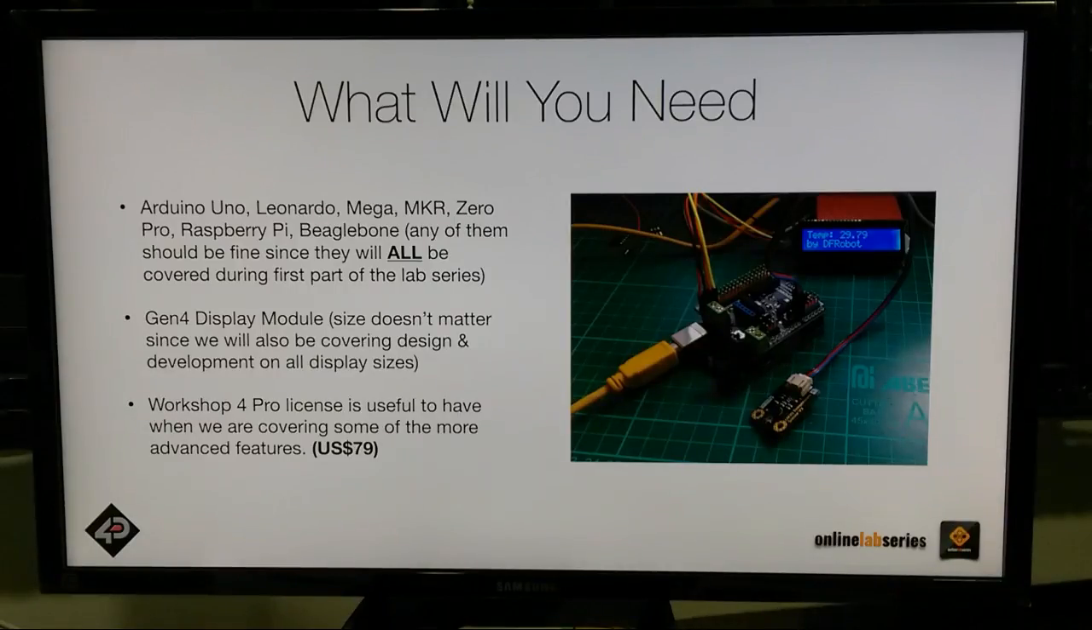All right. So the last point on this slide I will touch on is actually the Workshop 4 Pro license, which is useful to have when we are covering some of the more advanced features. Speaking as a budding maker once upon a time, honestly, for US $79 for software, it's not expensive for a whole year. If you look at the projects that you're going to create over the course of a year, and you divide out the cost, honestly I wouldn't say that $79 is expensive. Yeah, so it's quite affordable.